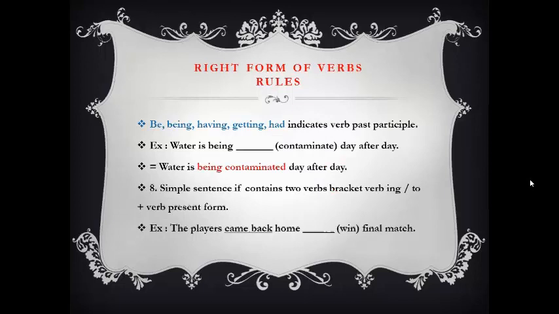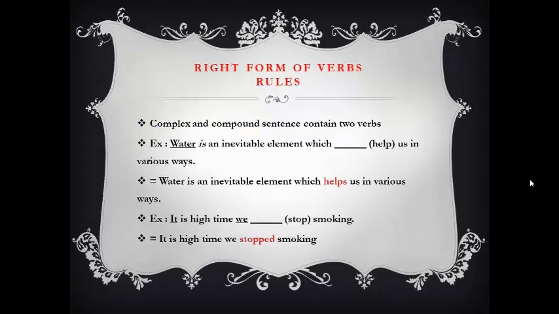Answer is winning, or to win. So my dear all students, let's watch the next slide. Complex and compound sentences contain two verbs. Please follow the example. Water is an inevitable element which helps us in various ways.